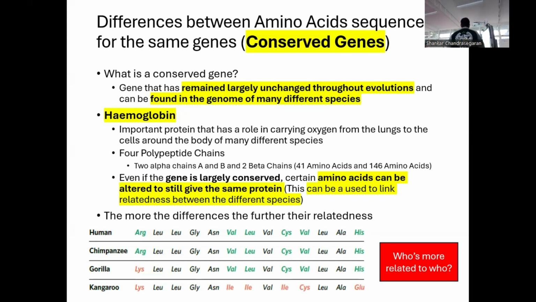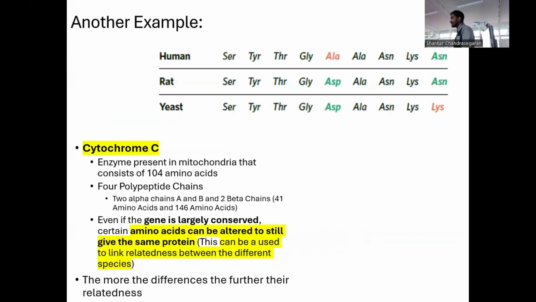altered to still give you the same protein, right? And by looking at how those changes have occurred and how many changes have occurred, we can basically link the relatedness between the different species. And this isn't only for hemoglobin. We also have another example, which is your cytochrome C, which is an enzyme present in mitochondria that has a key function in the mitochondrial DNA. So same thing, even if it is largely conserved, the changes can be used to study the relatedness.